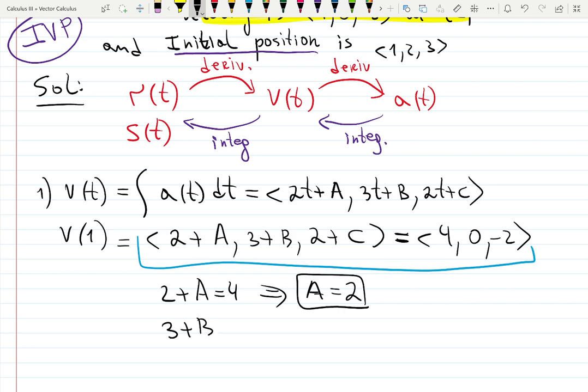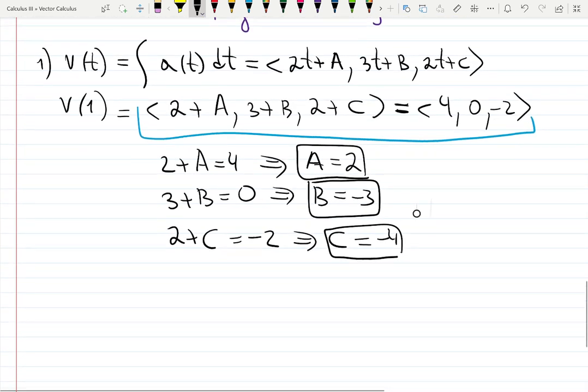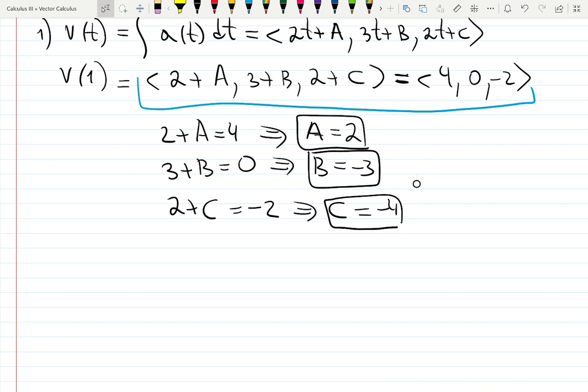3 plus B is 0. So right away, B is minus 3. 2 plus C is minus 2. So right away, C is negative 4. Thank you. So now we have a given velocity, and you repeat the whole process.